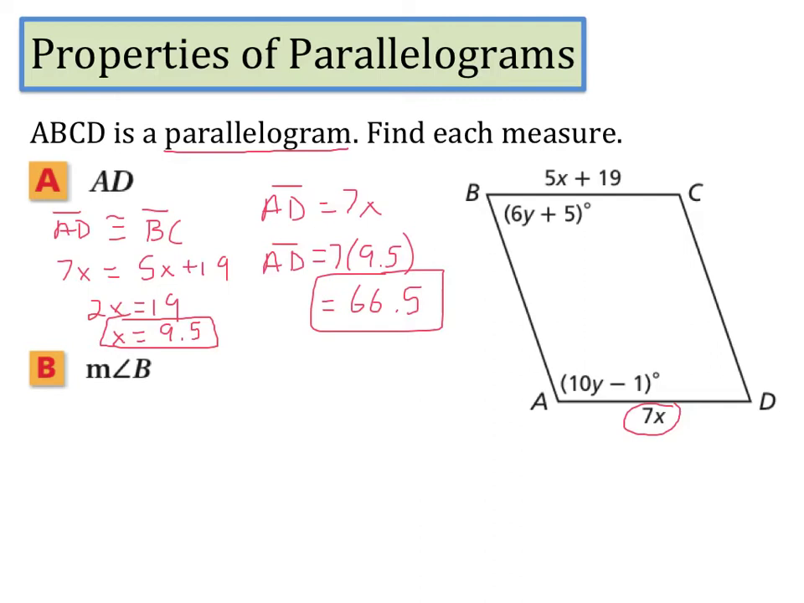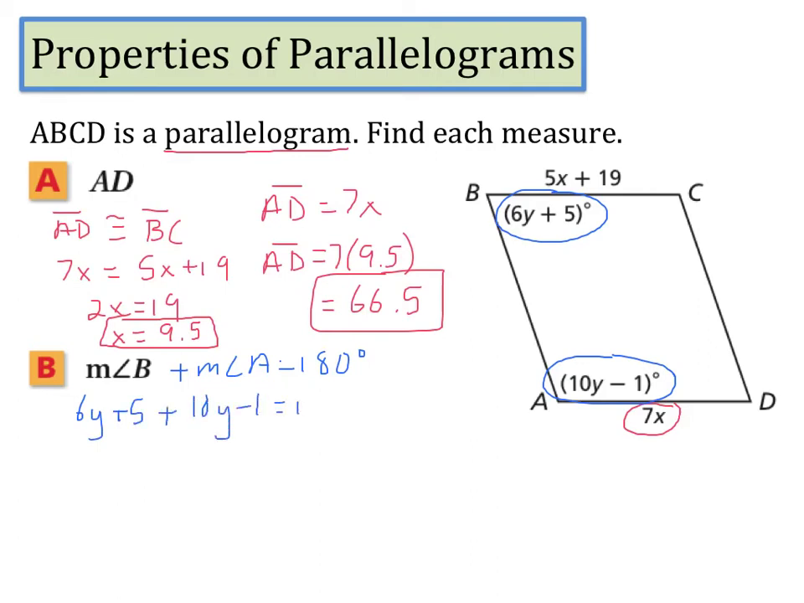Next, I have to find the measurement of angle B. Now I know that consecutive angles of a parallelogram have to be supplementary. So I know the measure of angle B plus the measure of angle A has to equal 180 degrees. So I have values for B and A, so I just plug those in. So I have 6y plus 5 plus 10y minus 1 equals 180. I combine like terms, and I have 16y plus 4 equals 180.